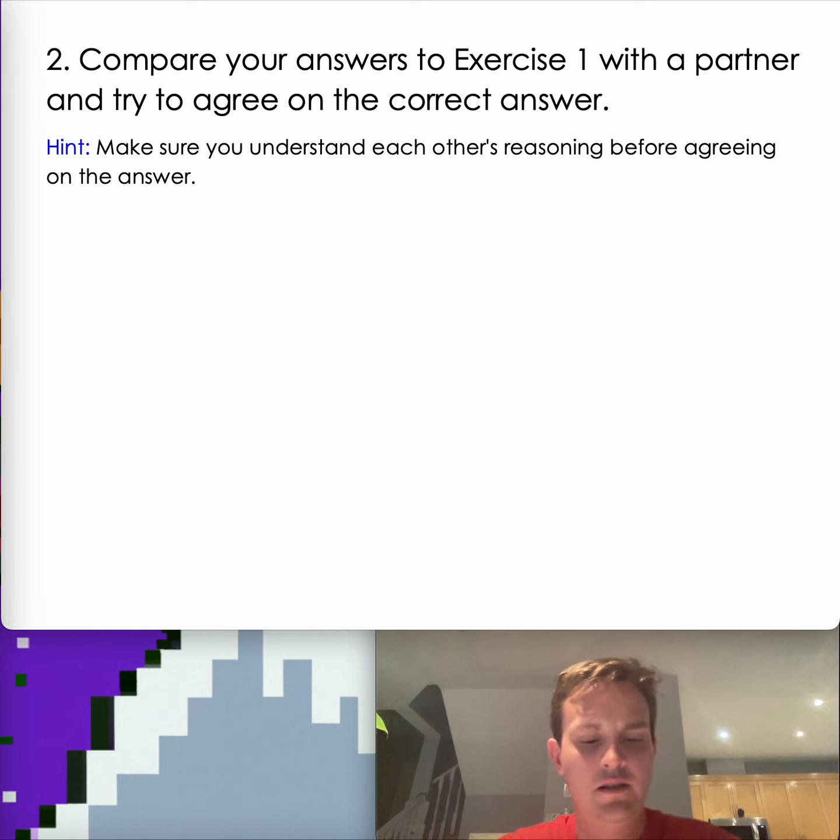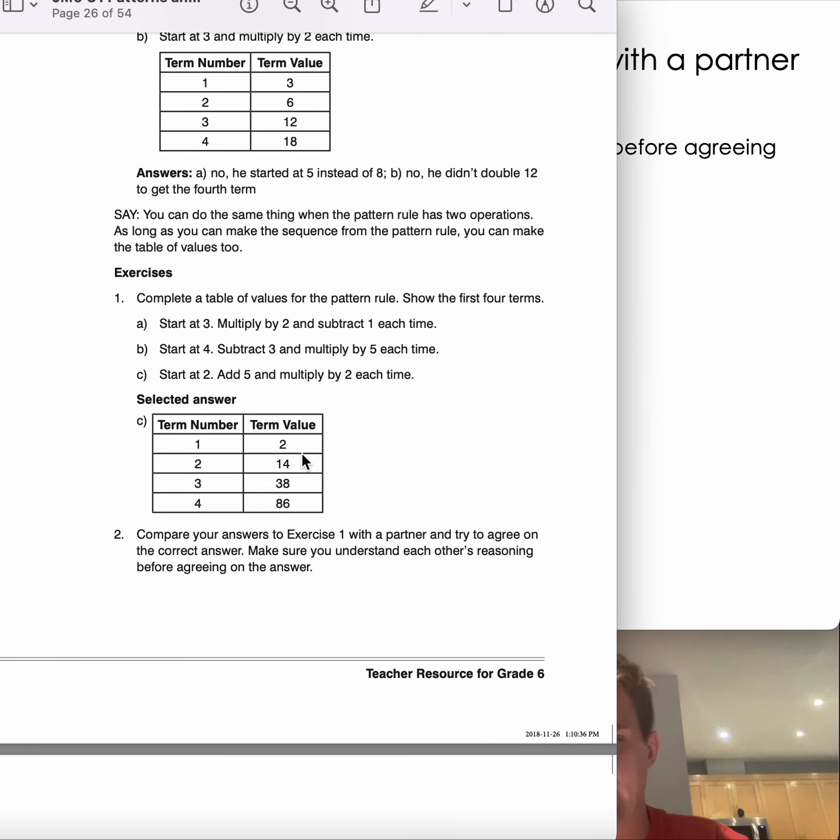For C, sorry, I'm not able to zoom in anymore for some reason. For C, it should look like this.